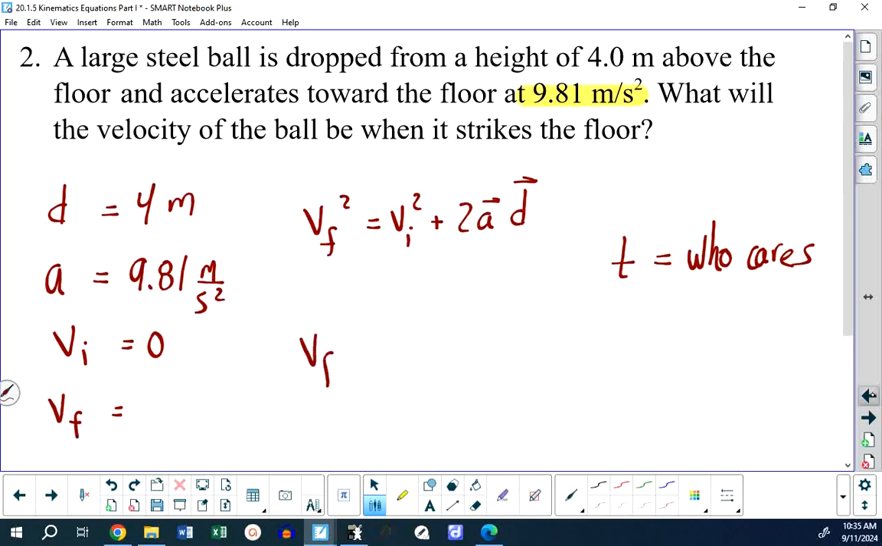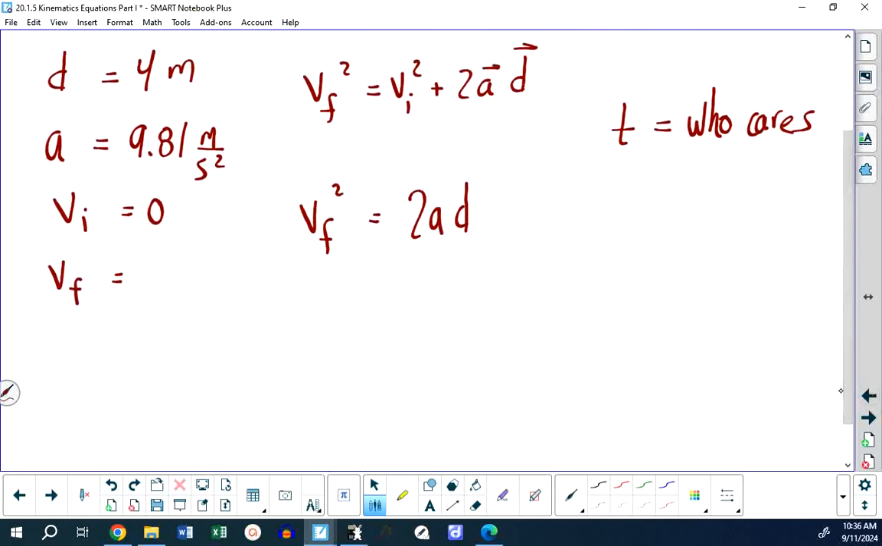This will be easy. VF squared, we're not even going to have to rearrange anything, will be equal to 2AD. I'm dropping the vector symbols because it's unimportant. Why did that formula all of a sudden become simpler without even putting numbers in? VI is 0, so 0 squared is 0. When I put 0 in for VI, I'll get nothing. So here's the formula. We can put the numbers in now, or if you like, we can put root 2AD.